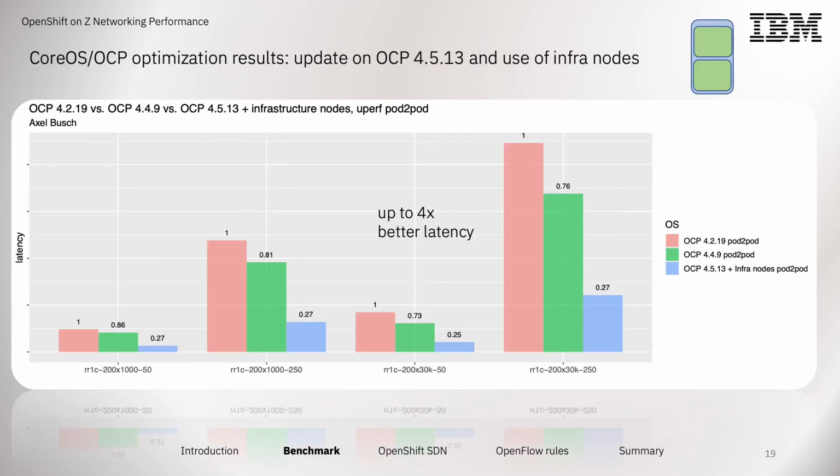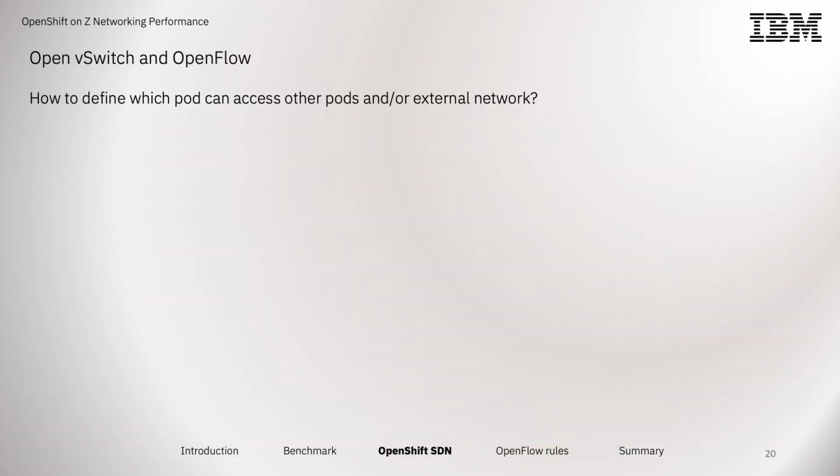One word about the performance of the different OCP versions. All the analysis shown here was carried out with 4.2.19. With newer OCP versions like 4.5.13, the base latency increased a lot, up to 4 times the latency compared to 4.2.19.